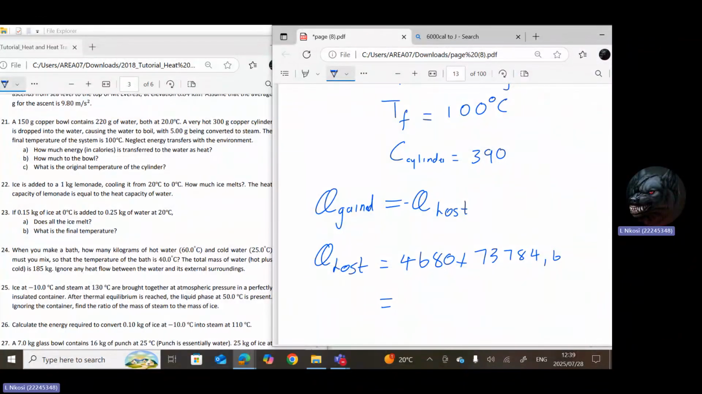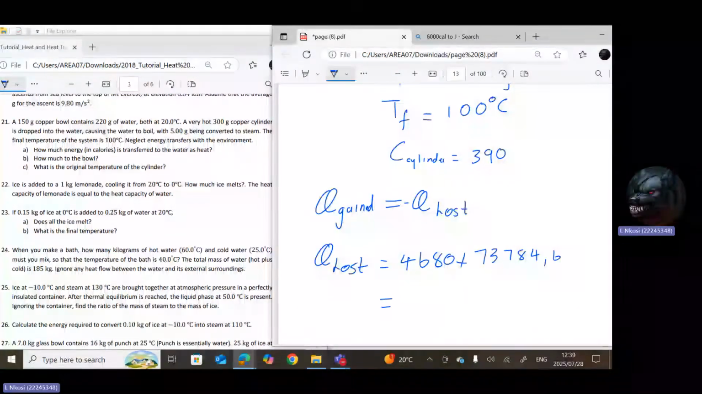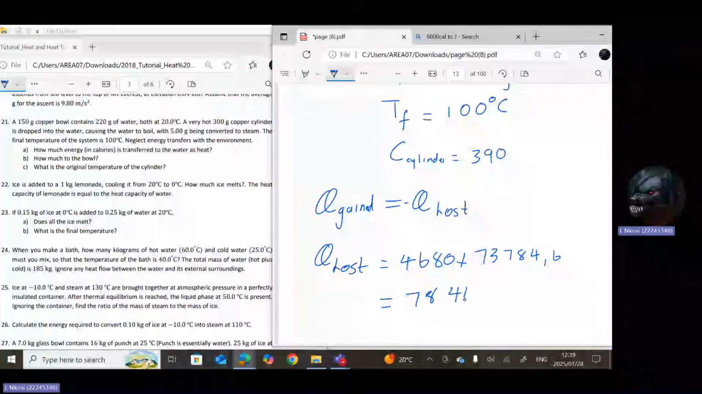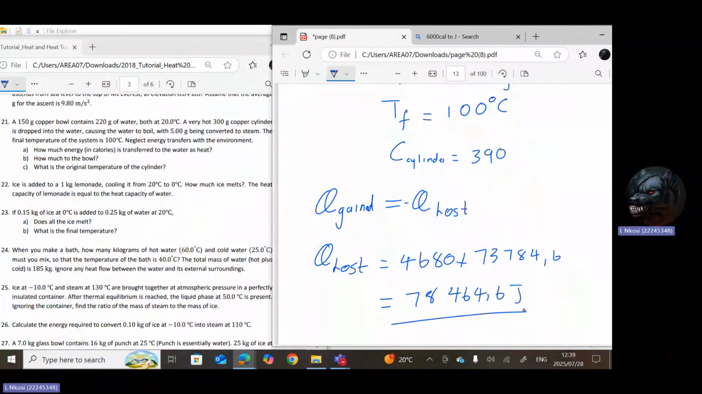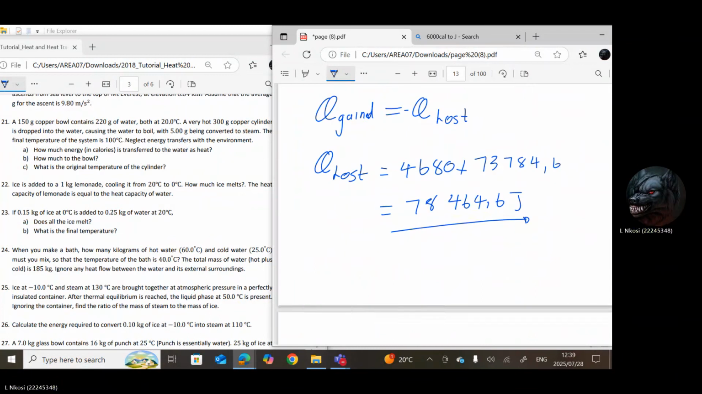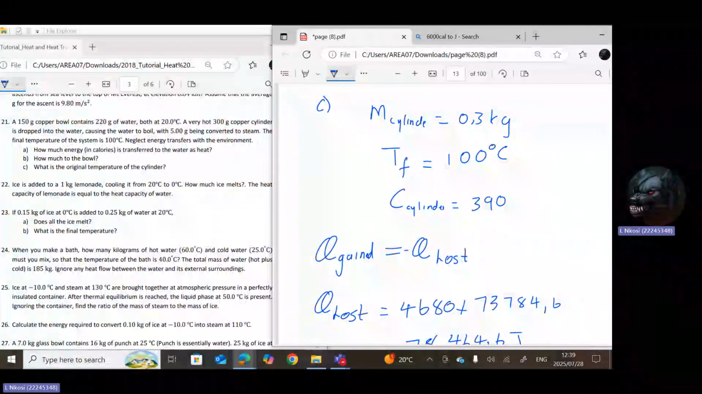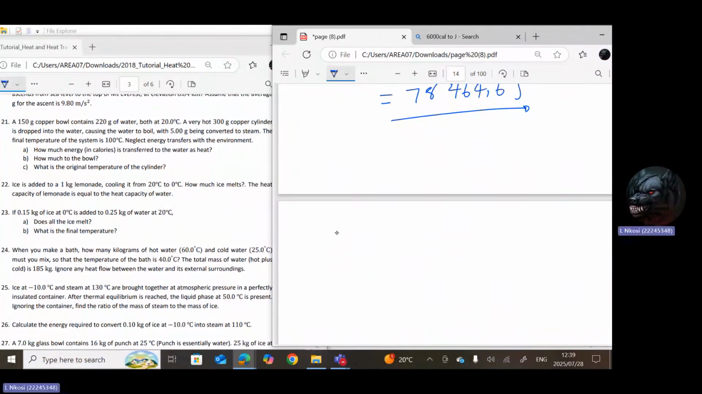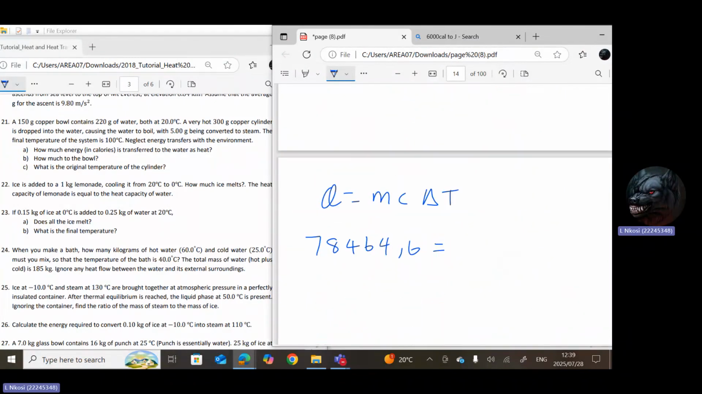So it's 4,680 plus 73,784.6. So this is 78,464.6 joules. This is the total heat lost by the copper cylinder. Now we can find its initial temperature. The heat is mass times C times change in temperature. The heat is 78,464.6. The mass is 0.3.